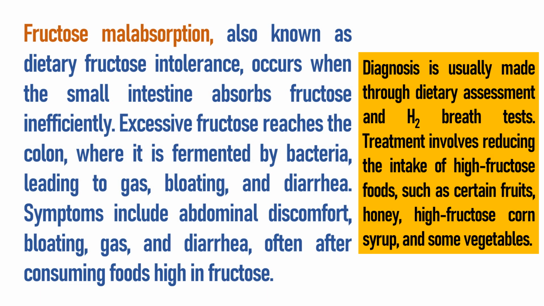Fructose malabsorption, also known as dietary fructose intolerance, occurs when the small intestine absorbs fructose inefficiently. Excessive fructose reaches the colon, where it is fermented by bacteria, leading to gas, bloating, and diarrhea. Symptoms include abdominal discomfort, bloating, gas, and diarrhea, often after consuming foods high in fructose. Diagnosis is usually made through dietary assessment and hydrogen breath tests. Treatment involves reducing the intake of high fructose foods, such as certain fruits, honey, high fructose corn syrup, and some vegetables.